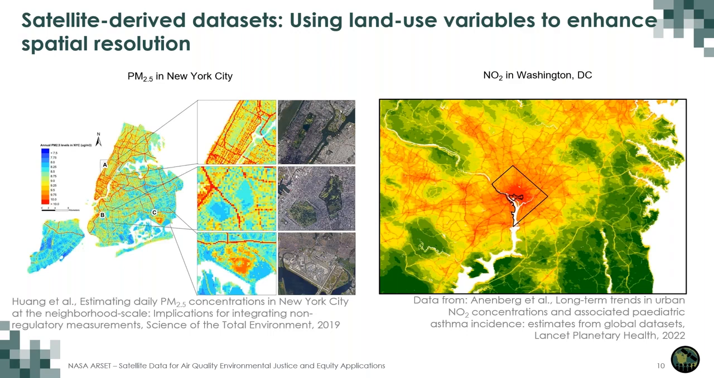We can also do this for nitrogen dioxide, and that's shown here on the right. This is data from our study that was published in Lancet Planetary Health in 2022. And you're seeing Washington, D.C. with high NO2 concentrations in the downtown area, but then all the roadways going out from the downtown area to the suburban areas in Maryland and Virginia and all the way up to Baltimore, all of those major roadways also have high NO2 concentrations when we put the satellite data together with land use information in a model.